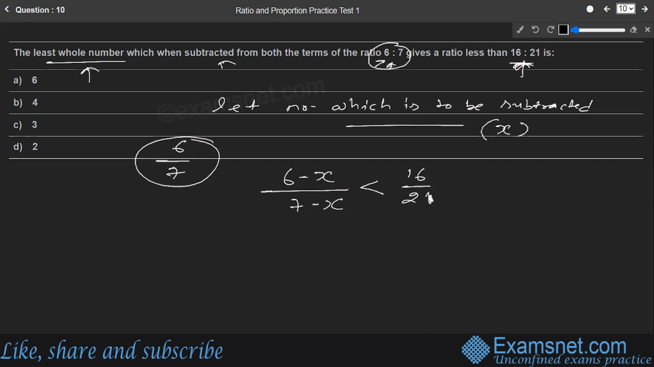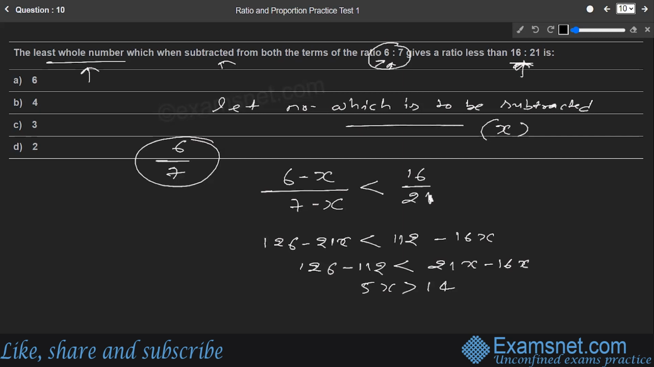Now let us try to solve this. We can do cross multiplication. If we do that, this is going to be 126 minus 21x should be less than 112 minus 16x. We can solve this further. This is becoming 126 minus 112 is lesser than 21x minus 16x. Then 5x has to be greater than 14. So x has to be greater than 14 by 5, that is nothing but 2.8.